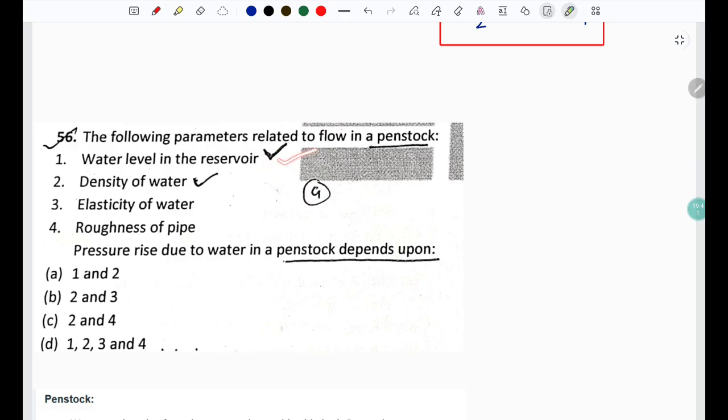Whereas the water level in the reservoir will have an effect on the static pressure or the pressure difference between point A and point B, but there won't be a sudden pressure rise due to the water level in the reservoir. And also the roughness of the pipe will only affect the flow profile, and it would not directly come in handy for the pressure rise itself. Hence the correct answer should be 2 and 3, because I did not pay attention to what the question was asking. I thought all of these parameters are somehow related to the penstock. Hence, not reading what the question is asking has cost me another mark.